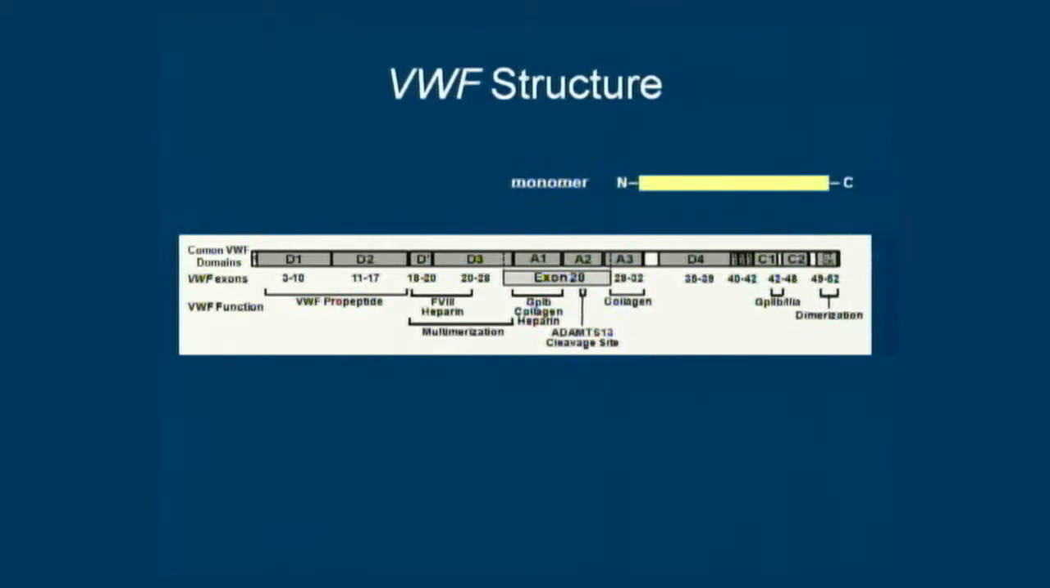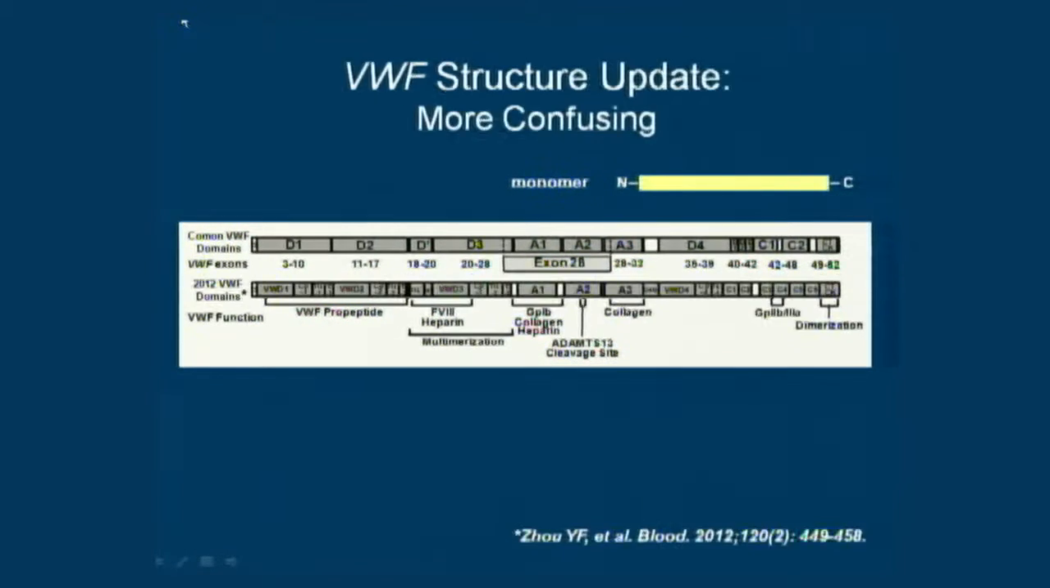This is also a key area because this contains the A1 domain, which binds to glycoprotein 1b on platelets. And this also contains the A2 domain, which contains the cleavage site for ADAMTS13. And then there are multiple other domains that participate in other functions, including adhesion to collagen, other secondary actions with platelets, and dimerization. So this is the structure of a monomer, which is missing the propeptide early on as it's cleaved, and I'll show you in a minute.